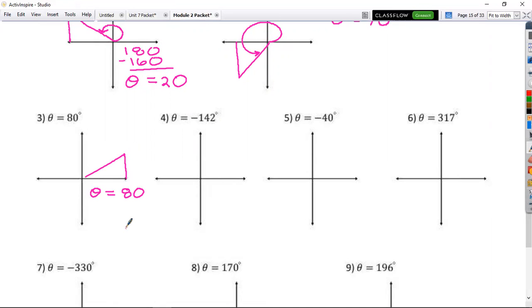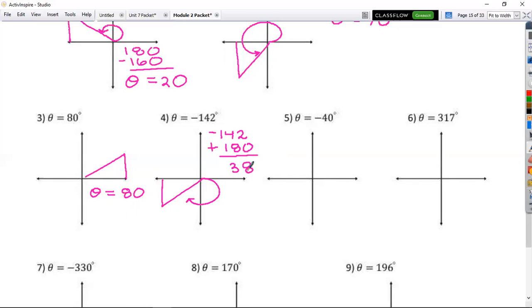All right, my next guy. So I have negative 142 degrees. So I'm going to rotate the other way. So I do this. Looks like this. And how do you think I make it positive? Add 180. So you're just going to do the opposite. So this is equal to 38.